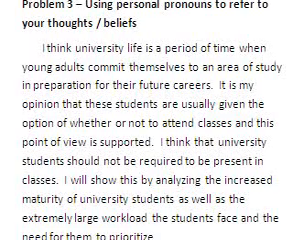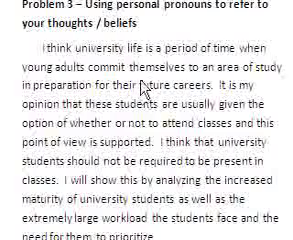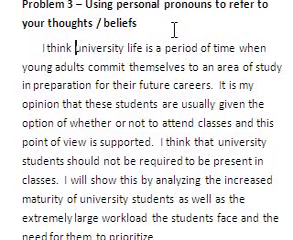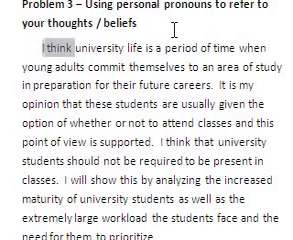So if we look at the same introduction paragraph again, this one reads, I think life is a period of time when young adults commit themselves to an area of study in preparation for their future careers. So just stylistically, you don't want to start putting in I think, I believe, I want. Here we can just put in university life.